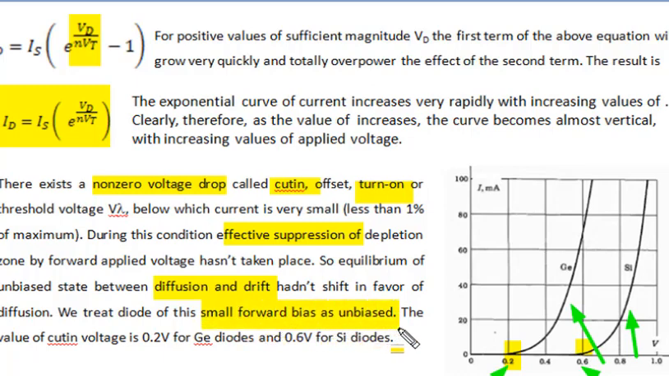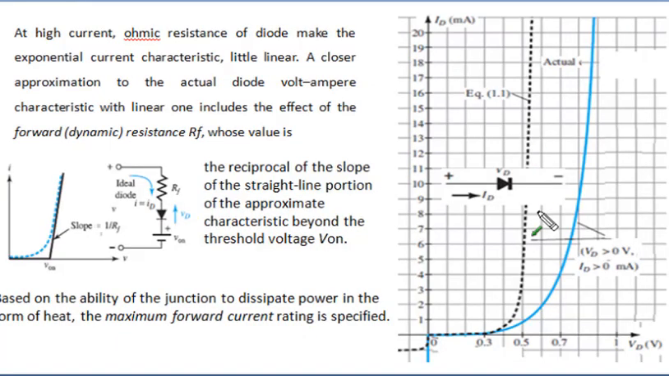This cut-in voltage is a very small, non-zero voltage drop, whose value for germanium is 0.2 volts and for silicon is 0.6 volts. When we increase the VD voltage continuously, this exponential rise in current will become vertical at some point of time, but the actual graph we get from a diode is a slope-type curve.